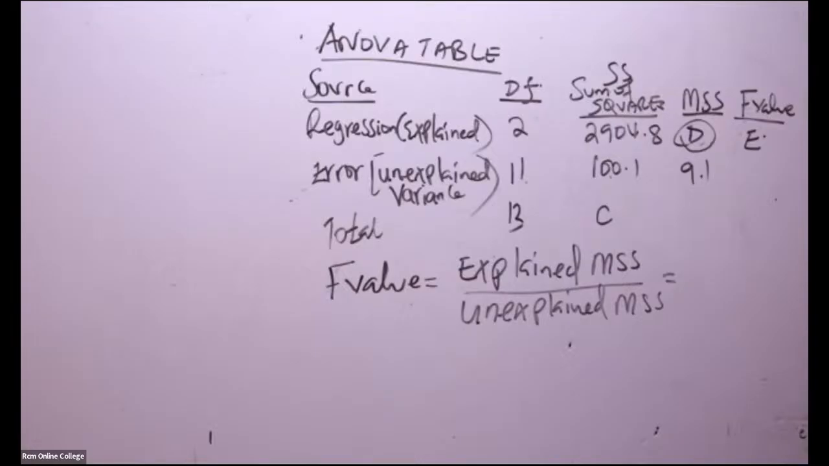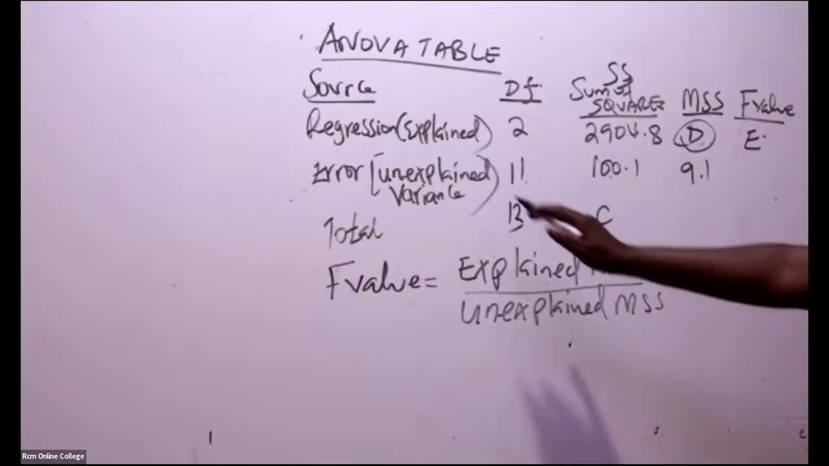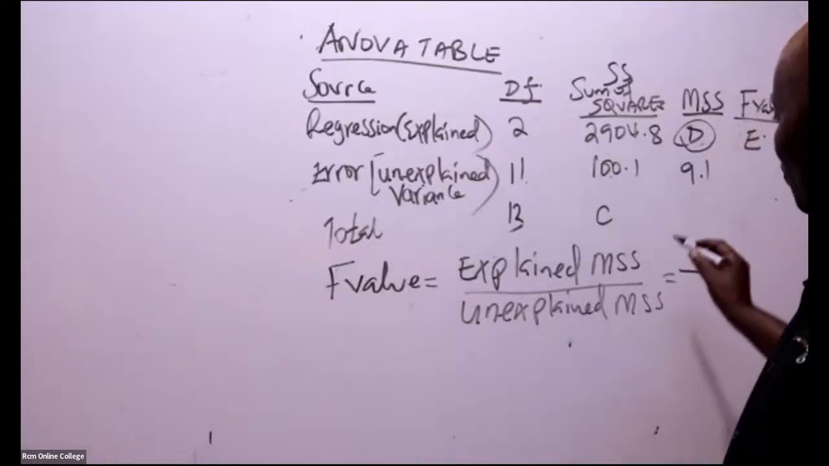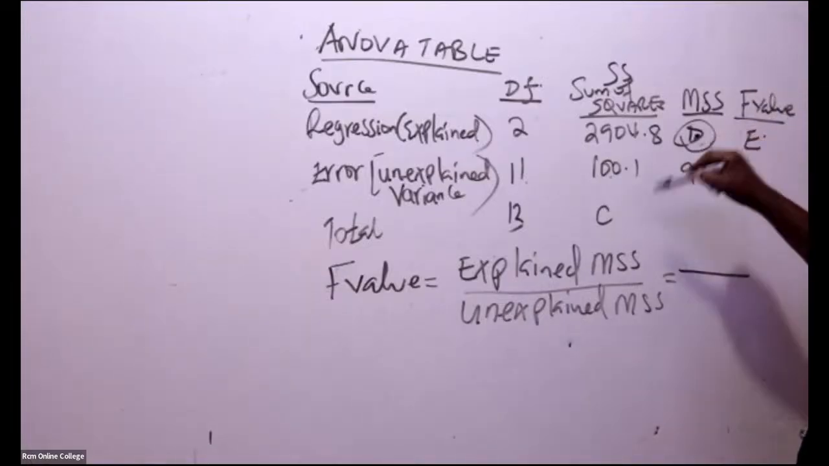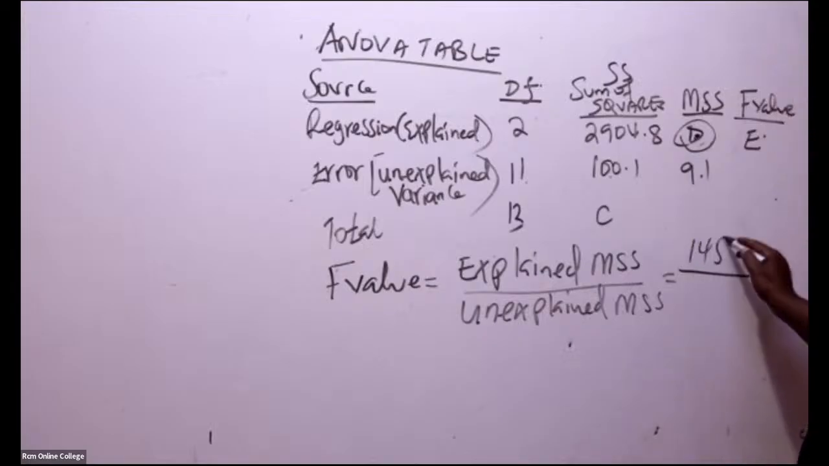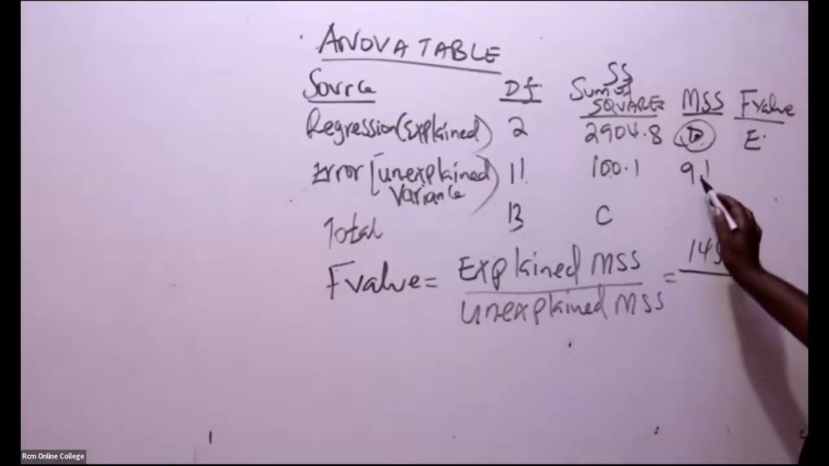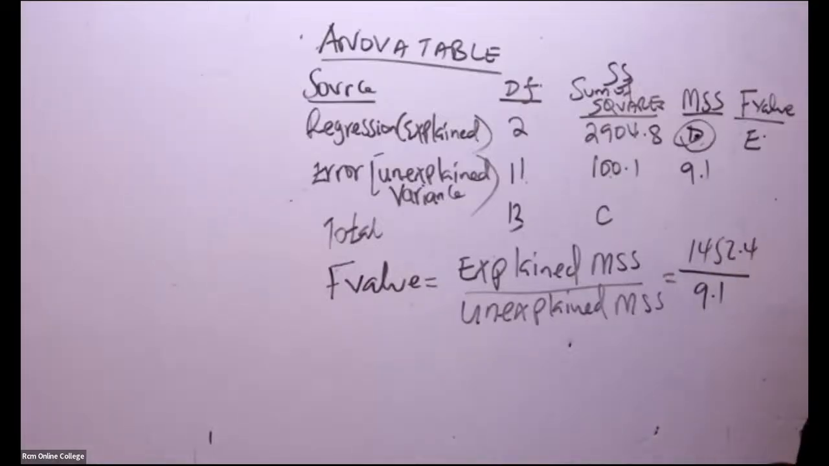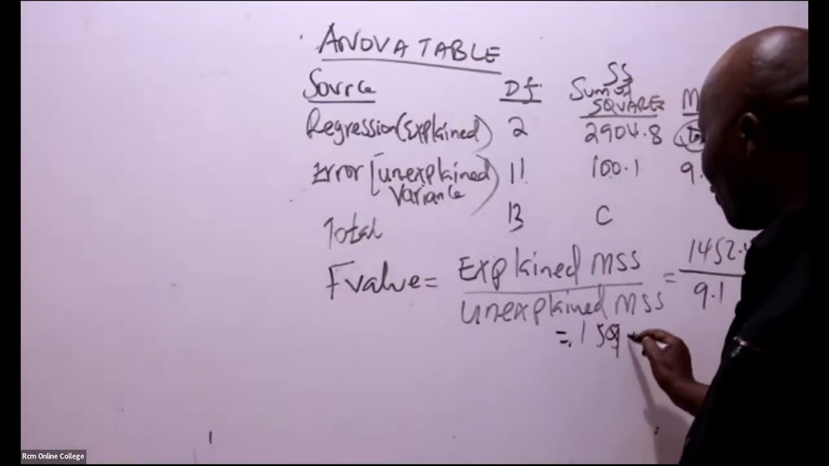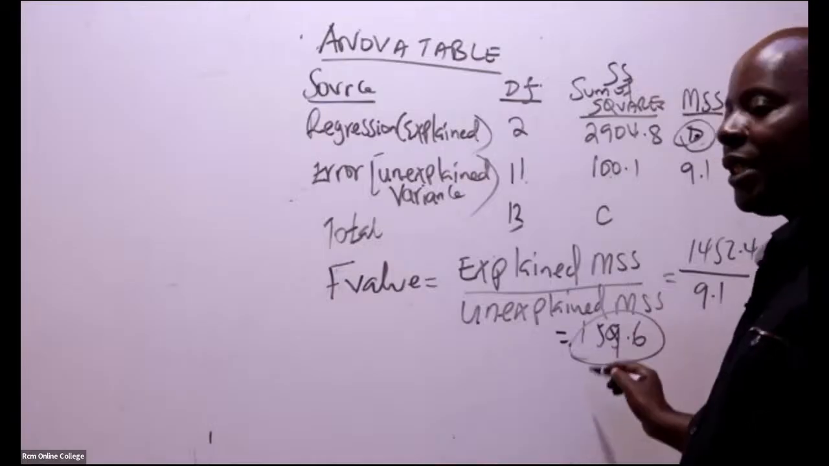So anytime they want us to give them this F ratio or F value, we shall take this regression mean sum of squares, the one that you got here. So D equals 1452.4 divided by the unexplained mean sum of squares, 9.1, to give us the F ratio. So we get 159, which is really, really high. Very good. The higher it is, the better the predictor.